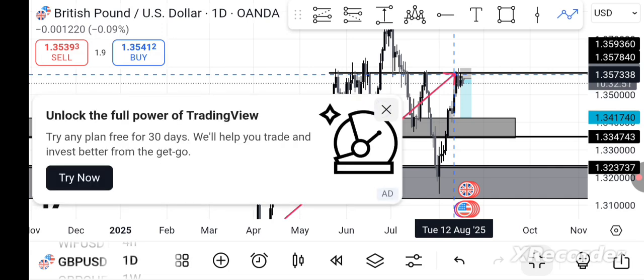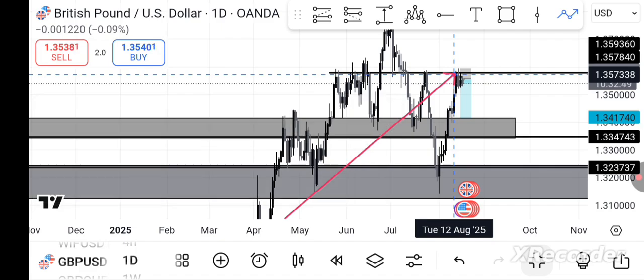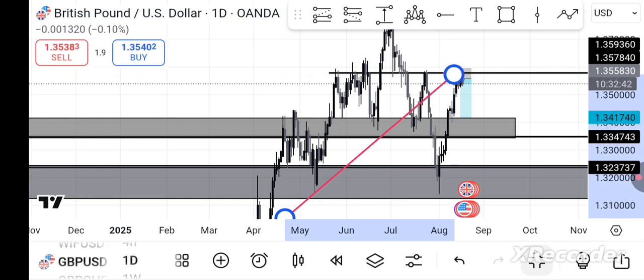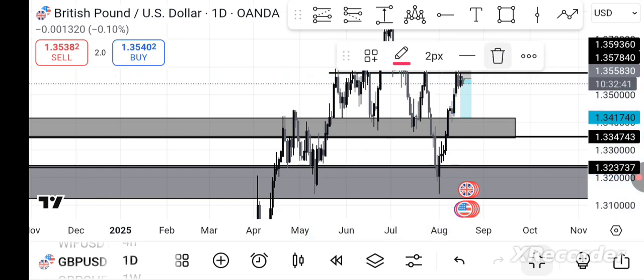So what are you going to be looking for? We need to scale down to our lower time frame, and that's the 1 hour time frame. Let's scale down to the 1 hour time frame to look for a change of structure in order for us to take the market.